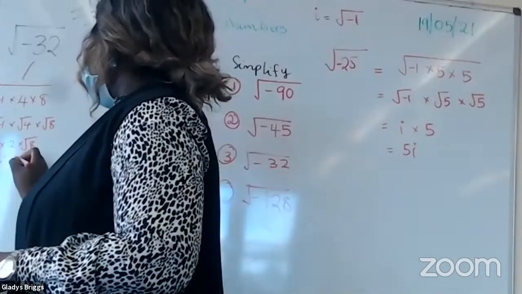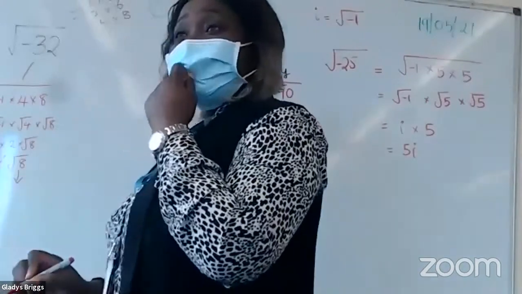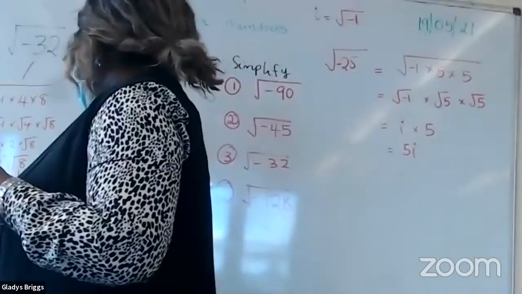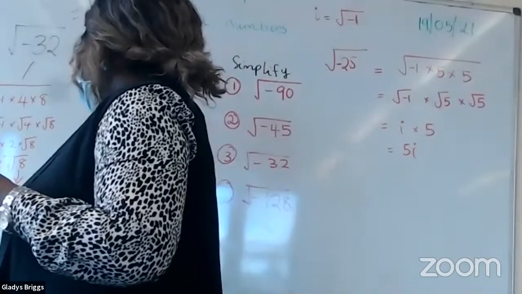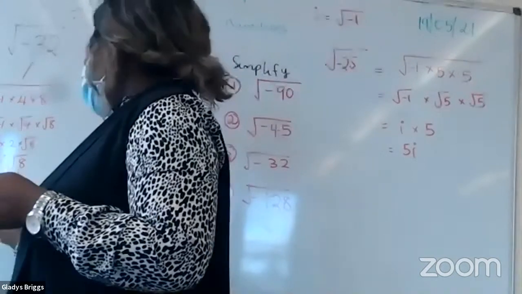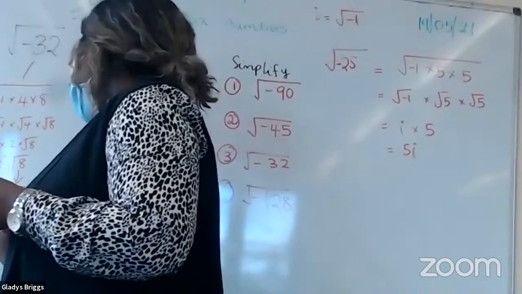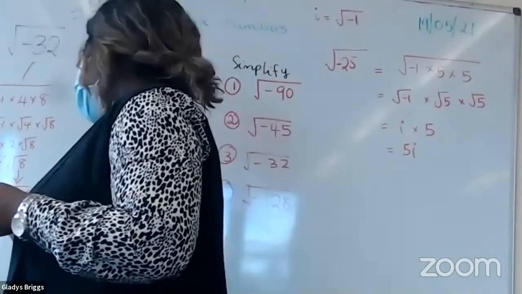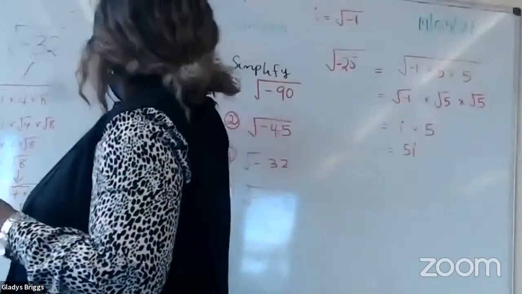2i root 8. But root 8 is not simplified yet. You can still have 4 times 2, which is equal to 2 root 2. Yeah? So then you have to multiply that one again. That's still going to give you 4i root 2. So instead of going through all this drama here, you could have used that one.